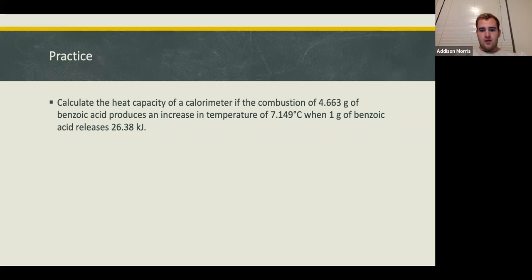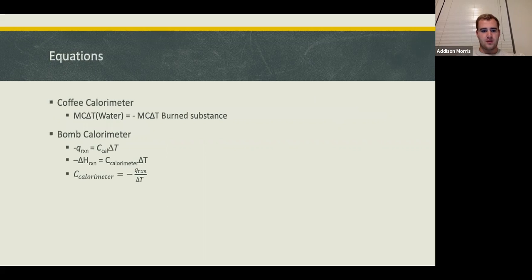Just looking right here, what are we trying to find? We're trying to find the heat capacity of the calorimeter. If we look back at our equations, it is this third equation right here. So we have to look for which values we have: the heat given off per gram or per mole, and then the delta T as well.